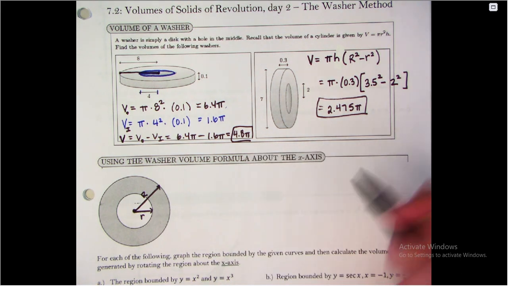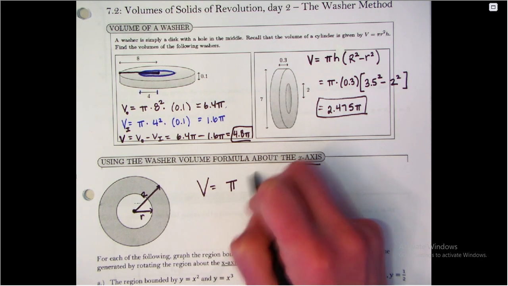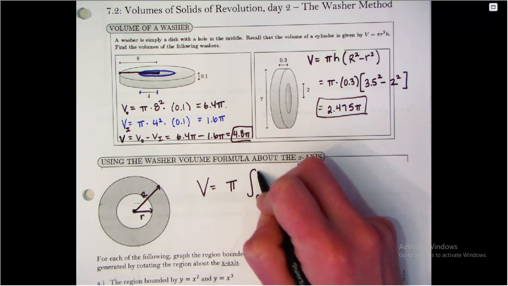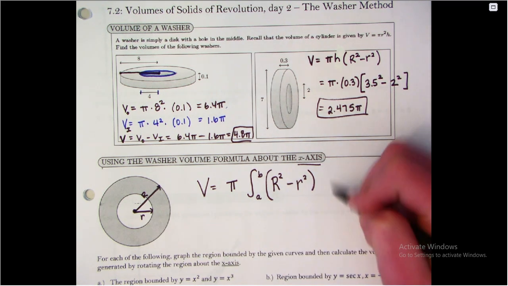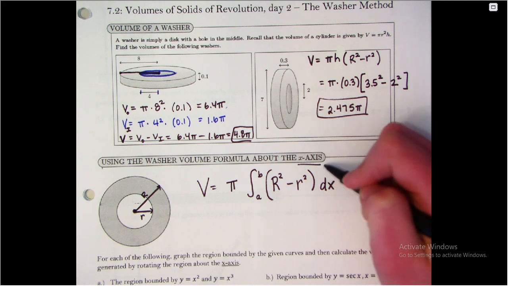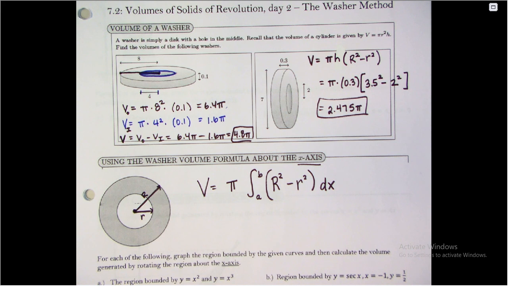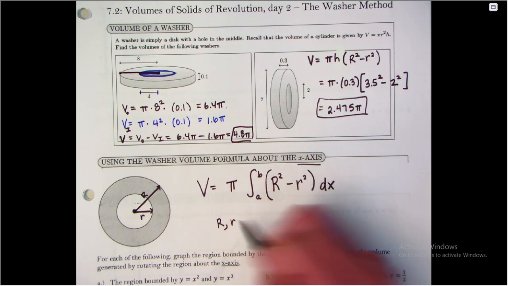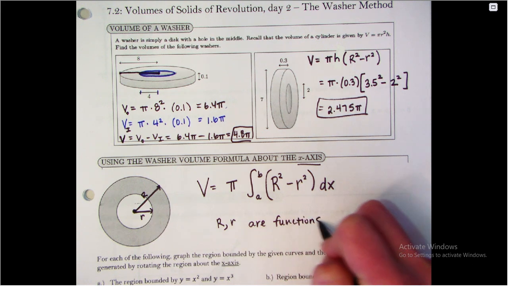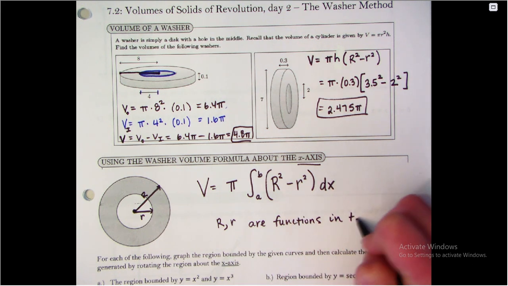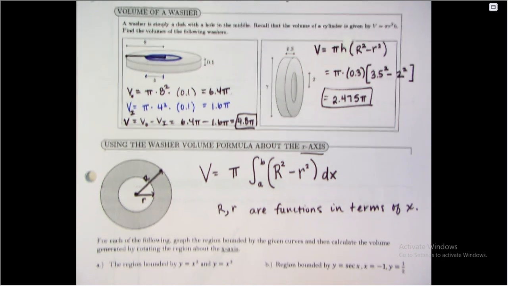So the overall formula, if you're going about the x-axis, is volume equals pi times the integral from a to b of capital R squared minus little r squared, all times dx. Notice there's no square on the outside. It's just outer radius squared minus inner radius squared. This is where capital R and little r are both functions written in terms of x.